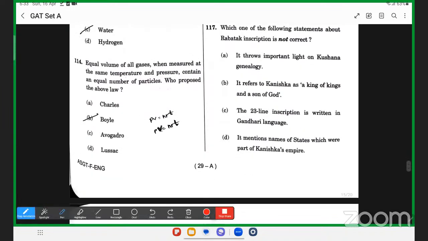Next we have: equal volumes of all gases, when measured at the same temperature and pressure, contain an equal number of particles. Who proposed the above law? It was Avogadro. Avogadro said that if you have different gases, gas A, gas B, gas C and D, and all have the same temperature, same volume, same pressure, then the number of molecules or number of atoms of each gas will also be the same. Na, Nb, Nc and Nd will be equal.